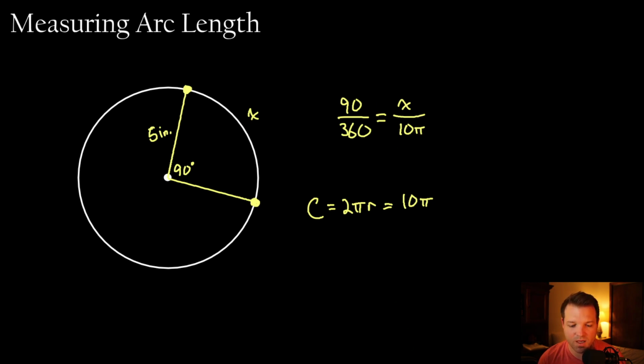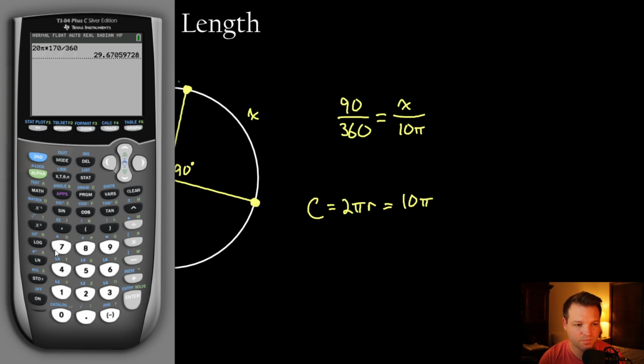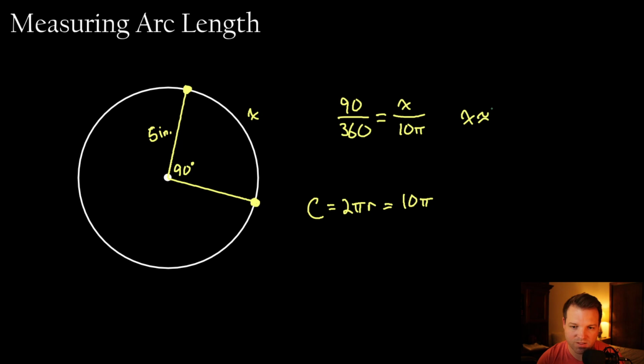So let's bring up a calculator in order to do this. Let me turn it on. There we go. All right, so let's calculate. I'm going to say 10 pi, and pi is located right above this caret, so second pi. Then I'm going to multiply by 90, and then divide by 360. I'm going to round this to the nearest tenth. In this case, my arc length is approximately 7.9. So x is approximately 7.9. In this case, it's inches.